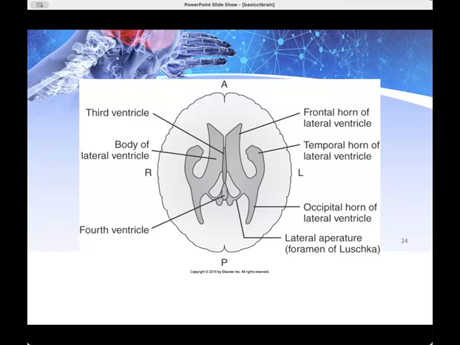The third ventricle is a very thin, slit-like structure, again located in the diencephalon, in the midline inferior to the lateral ventricles. The thalamus forms the lateral walls. The third ventricle communicates with the fourth ventricle via a long, narrow passageway termed the cerebral aqueduct or aqueduct of Sylvius.